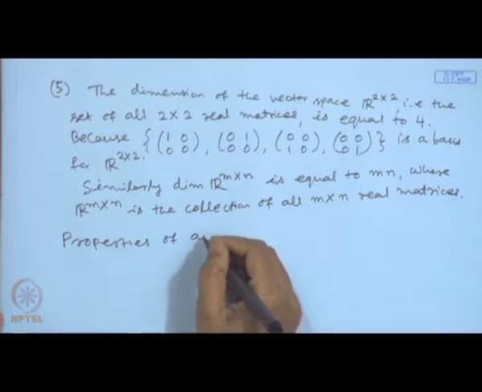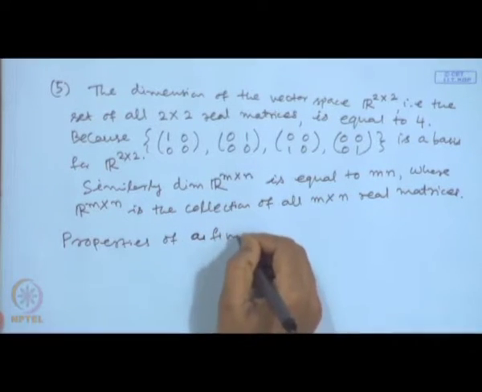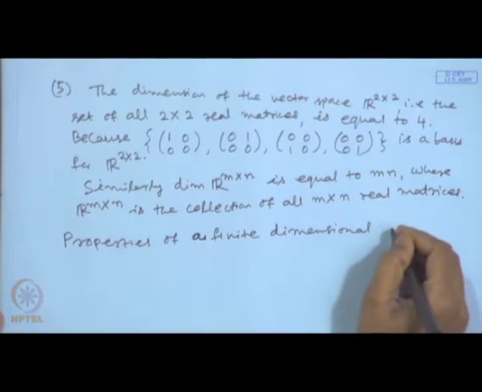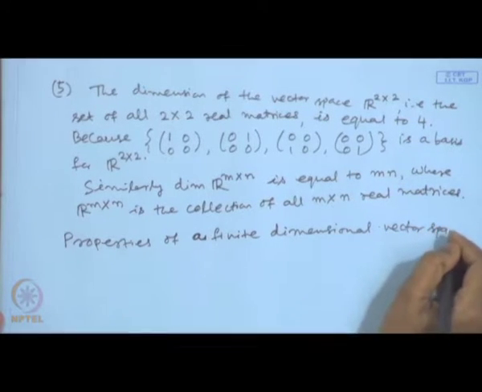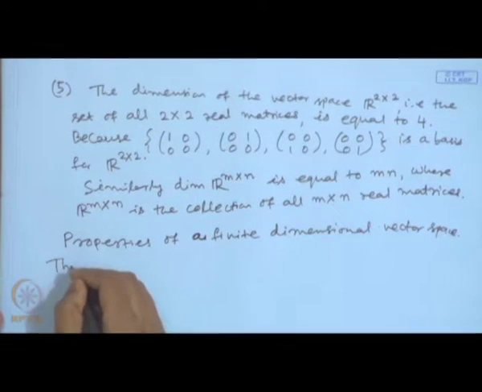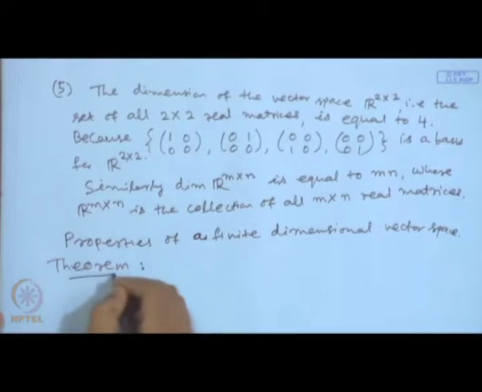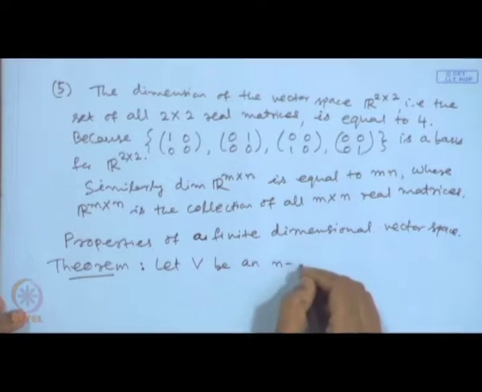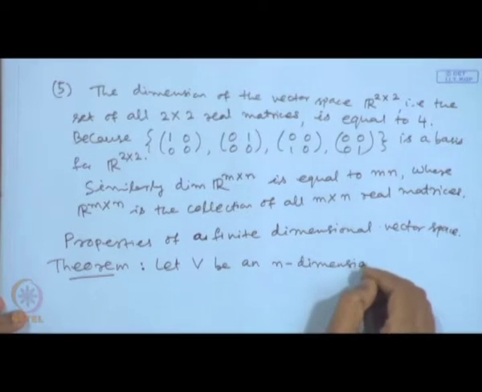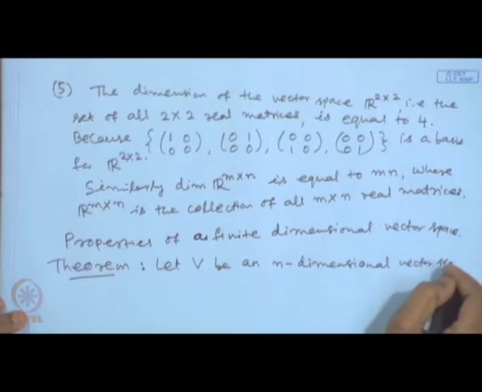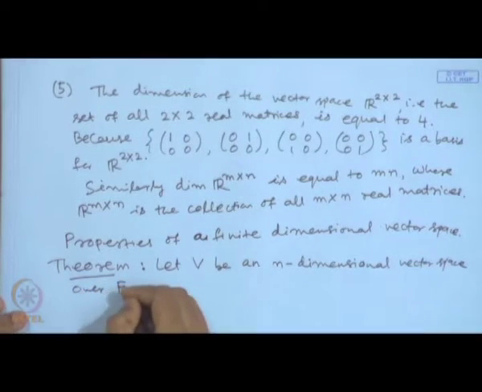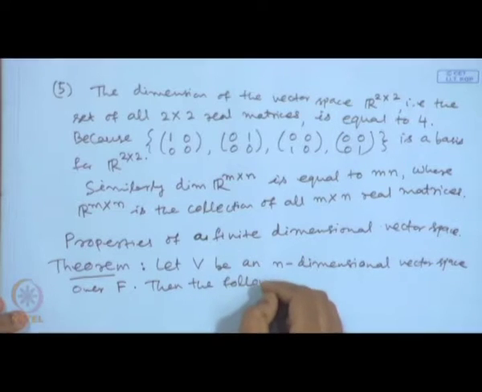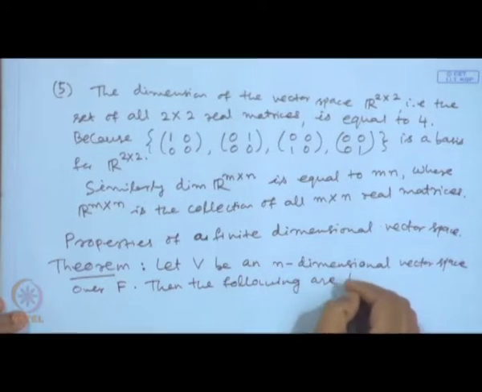So that we can say these are the properties of a finite dimensional vector space. Here we will write it as a theorem. Let V be an n-dimensional vector space over a field F, then the following are true.